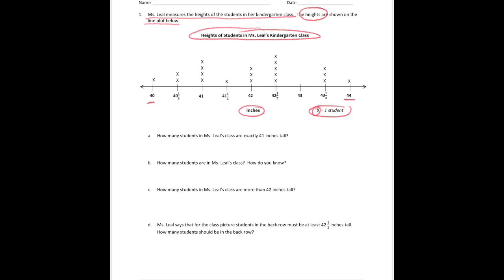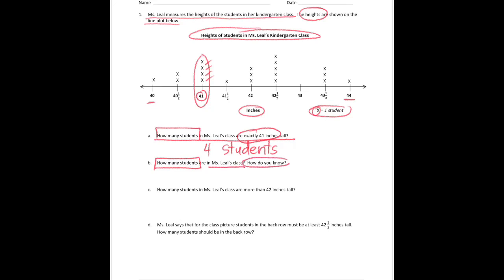Now, let's answer letter A. How many students in Miss Leal's class are exactly 41 inches tall? Let's take a look. How many X's do you see? 1, 2, 3, 4. So that means we have 4 students that are exactly 41 inches tall. Letter B says, how many students are in Miss Leal's class? How do you know? So we're trying to figure out how many students there are in all. Since 1 X equals 1 student, we can just add all the X's on this line plot.